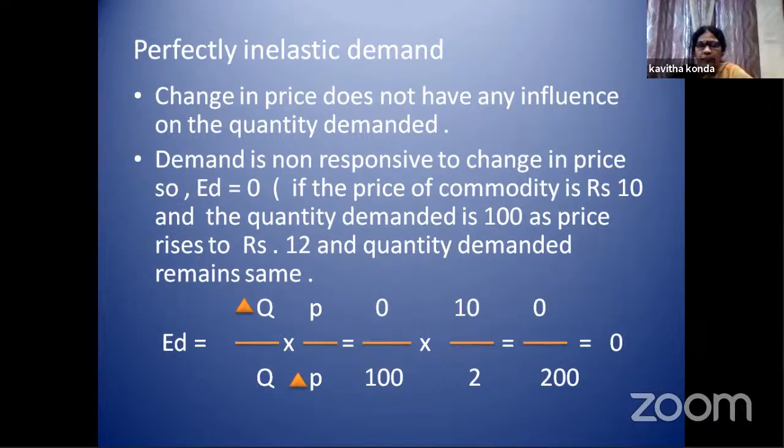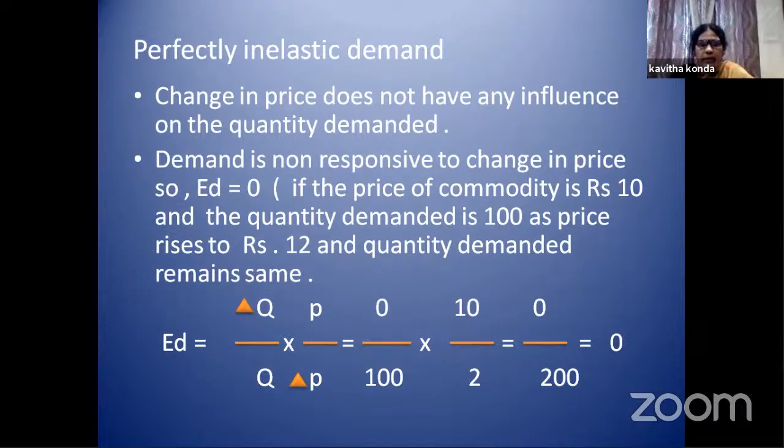So that's why we can say that ED is equal to 0. If the price of the commodity, for example, is 10 rupees and the quantity demanded is 100, and the price increases to 12 rupees, the quantity demanded will remain the same. That's why there is no change in the quantity demanded, and it represents 0 here.